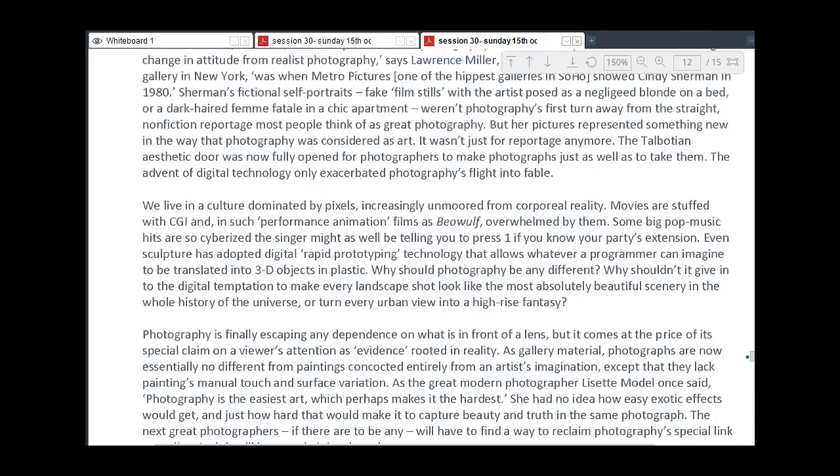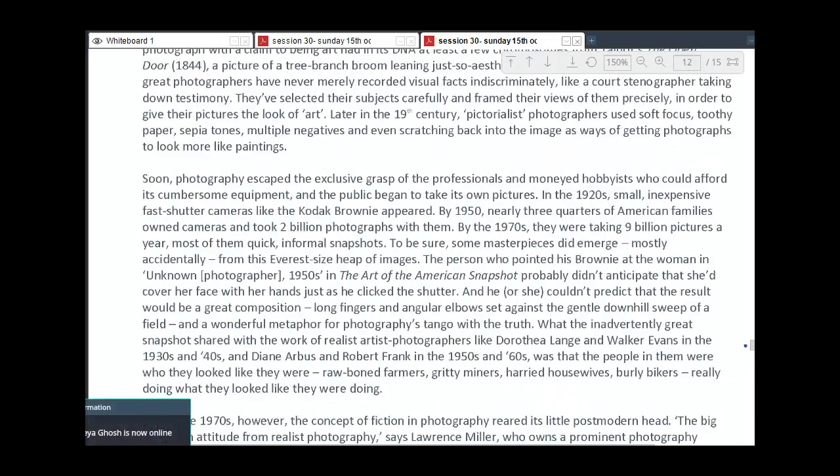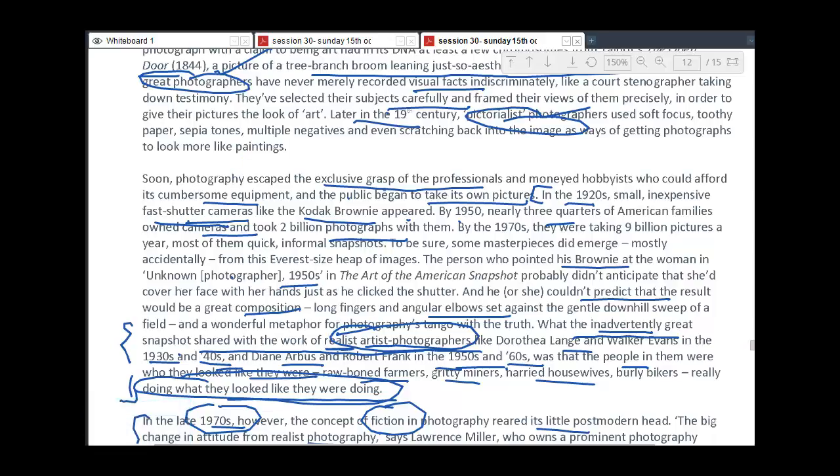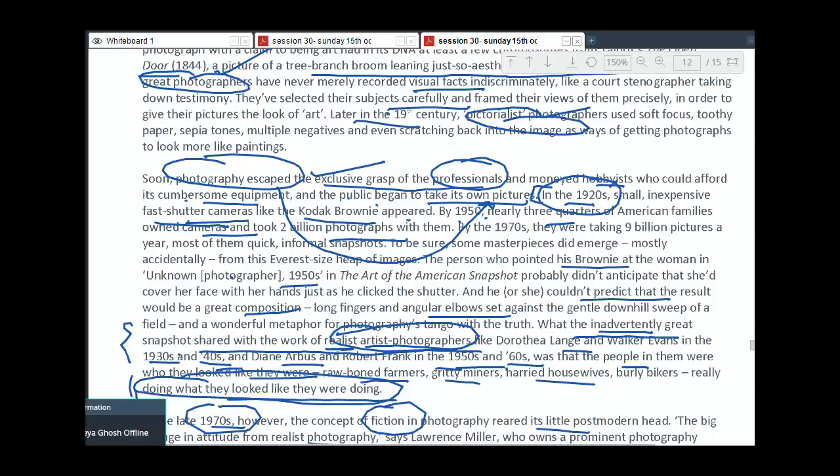Look at how we can infer this. Commonly, this point was made by many people. Look at the sentence before. Soon, photography escaped the exclusive grasp of professionals and moneyed hobbyists who could afford its cumbersome equipment, and the public began to take its own picture. Soon, photography escaped what? The exclusive grasp, and people began to take their own picture. So can I say that the proximity of this sentence means it at least has to be commonly available, right? You all have learned parajumbles. Can I say that this question is logically connected with the previous sentence? If the author says that photography escaped the exclusive grasp, that means it was no more exclusive, but it became commonly available. So can I say that the 1920 statement is correct?